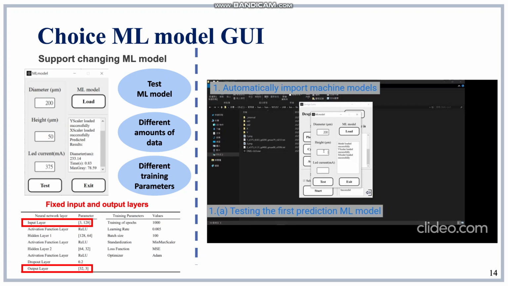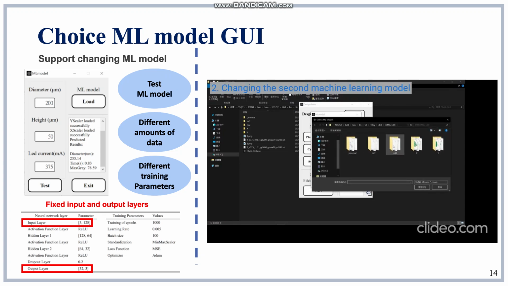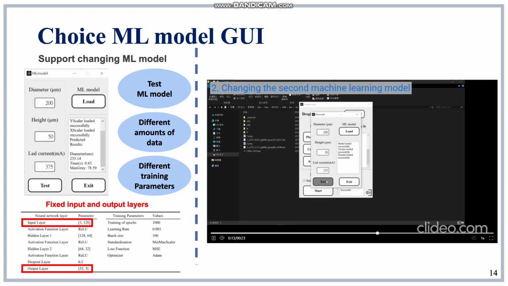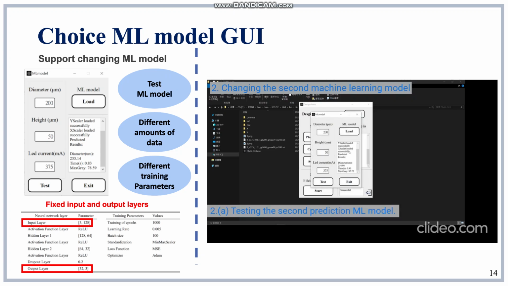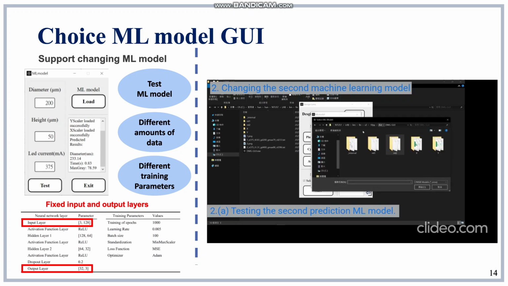Here we're testing the first prediction. We input it in test. And it can show you the model successfully predicts the diameter and everything.